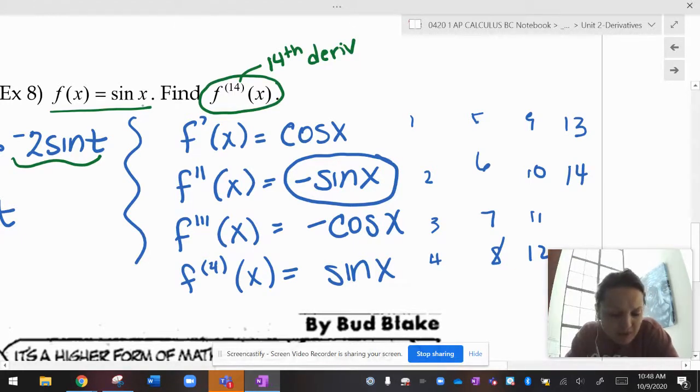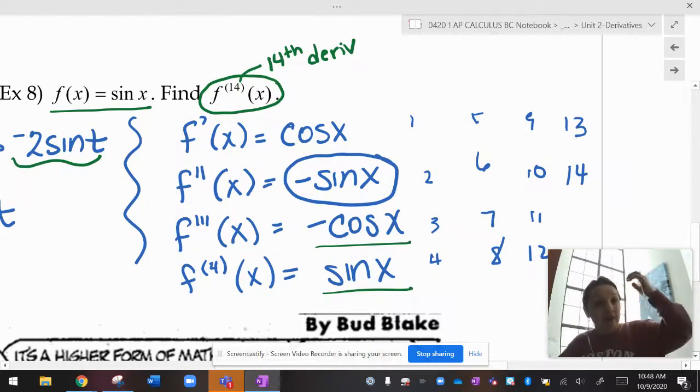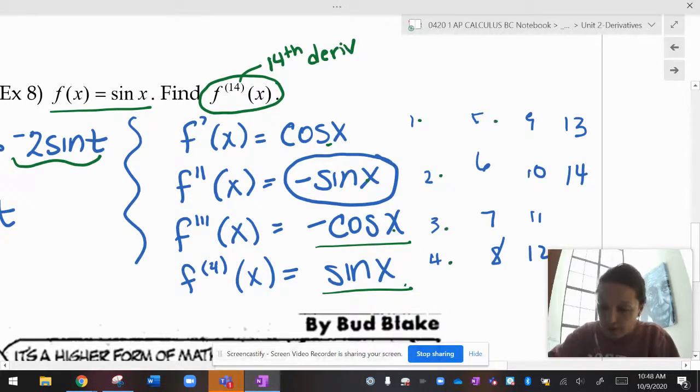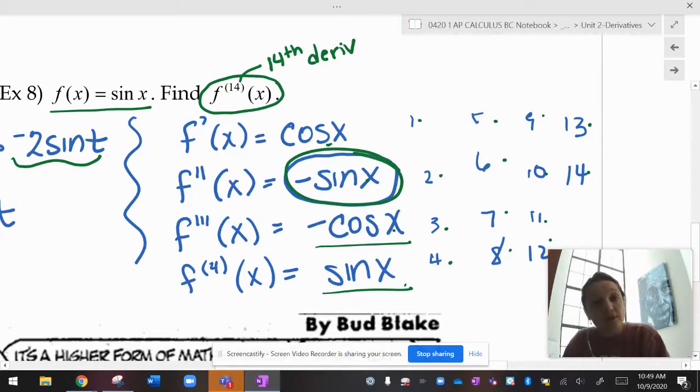So if I start with sine x, the derivative is cosine x. The second derivative would be the derivative of cosine, which is negative sine. The third derivative, negative cosine. The fourth derivative, I'm back to sine. So it's a lot like the i cycle where this goes through in 4s. Cosine, negative sine, negative cosine, sine. Boom, boom, boom, boom. So if I want the 14th derivative, 1, 2, 3, 4, 5, 6, 7, 8, 9, 10, 11, 12, 13, 14, I'm at negative sine x.